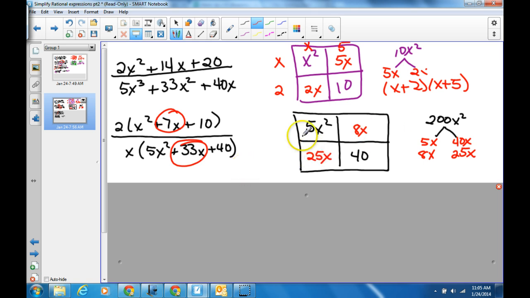What can I factor out of the top row? An x. How about the bottom row? A 5. Yep. Okay, left column, I could factor out a 5x. Right column, I could factor out 8. Okay, so my 2 factors here are x plus 5 and 5x plus 8.